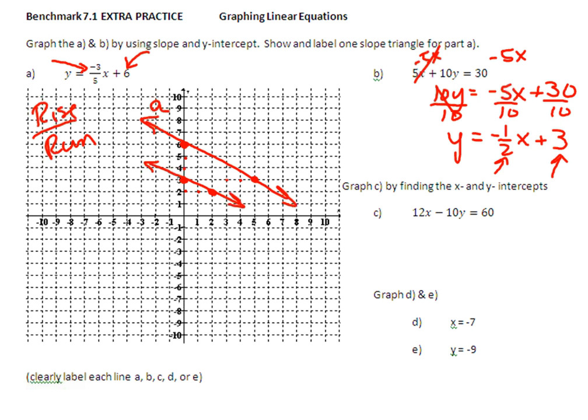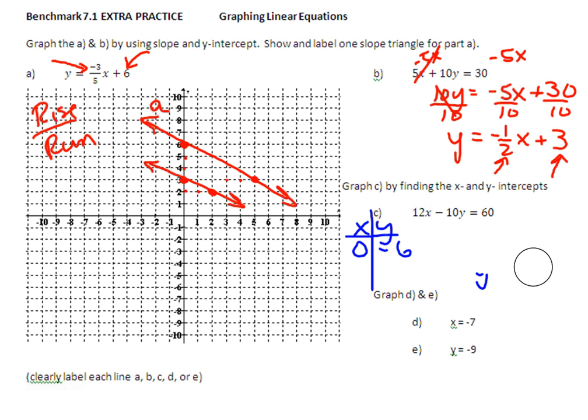Next problem, graph finding the x and y intercepts. When you do this, I like to just make a little xy table. Now my y-intercept is when x is 0, and my x-intercept is when y is 0. So if I plug 0 in for x, that just disappears. 12 times 0 is 0, so I get -10y equals 60. So divide by -10, and I get y equals -6.